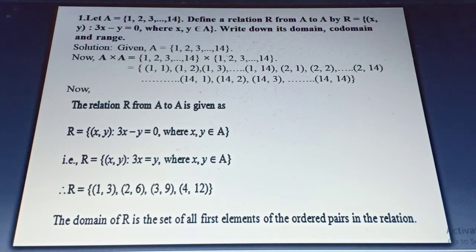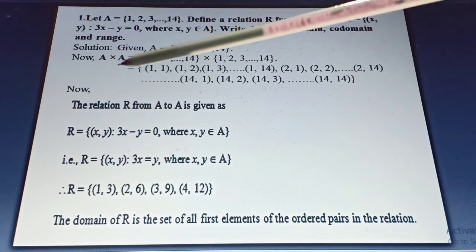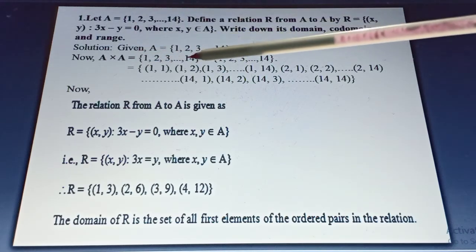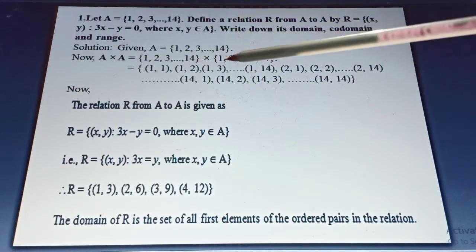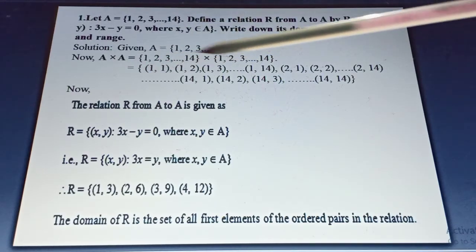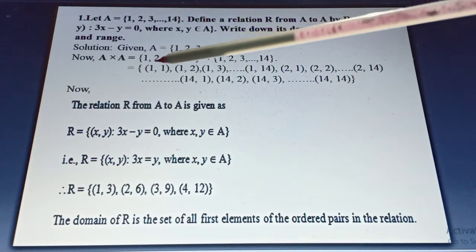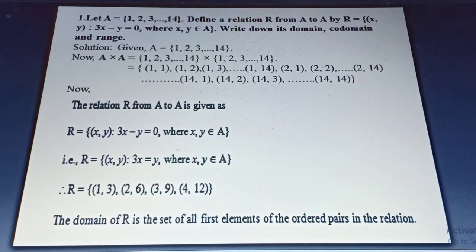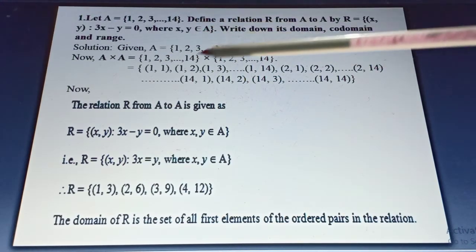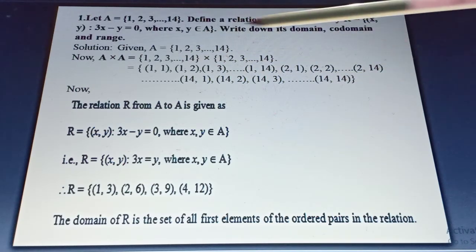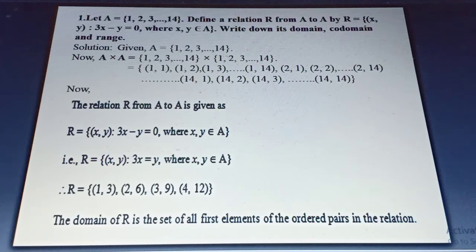So students, as R is a relation from A to A, R is a subset of A cross A. So we have to find out A cross A first. So A cross A will be 1 to 14 in the first set A and 1 to 14 in the second. Its elements will be like this: (1, 1), (1, 2) up to (1, 14). So 1 is over. Then with 2: (2, 1), (2, 2) up to (2, 14). Similarly, it will go on. Lastly, (14, 1), (14, 2) up to (14, 14). These are all the elements of A cross A.